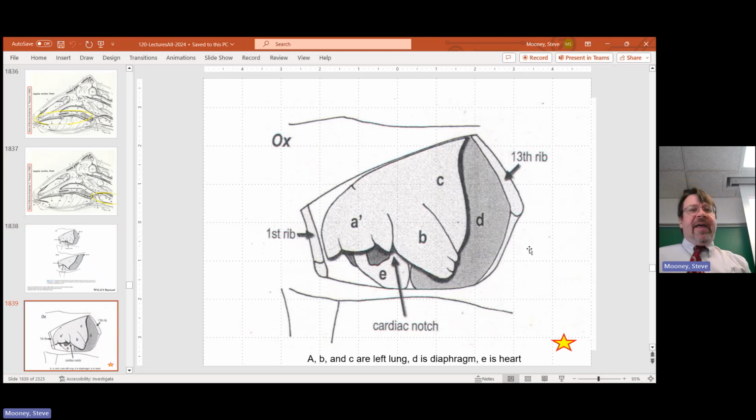If we zoom in on that ox or that cow, the lungs are going to go from the first rib to about the 13th rib in our cows. You've got the heart sitting here, and that's going to displace some lung volume. You're going to have 5 different lobes on this lung. And that's going to be where we get oxygen in and carbon dioxide out.